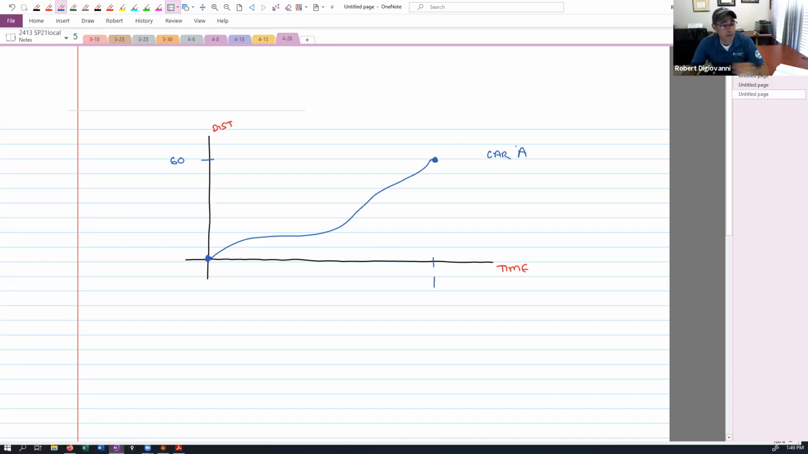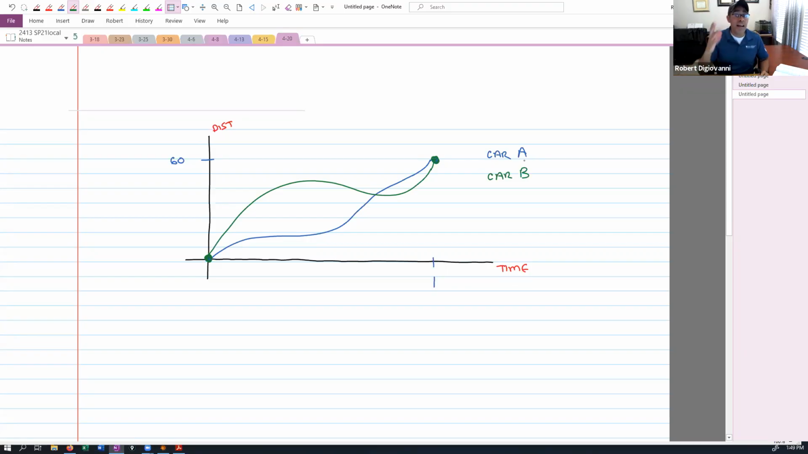Now, let me draw car B. Do you agree that car B has to start at the same point and end at the same point? Yes? Okay, and now I get to draw that however I want. That's car B. Do you agree that car A's path is a continuous function? Car B's path is a continuous function.